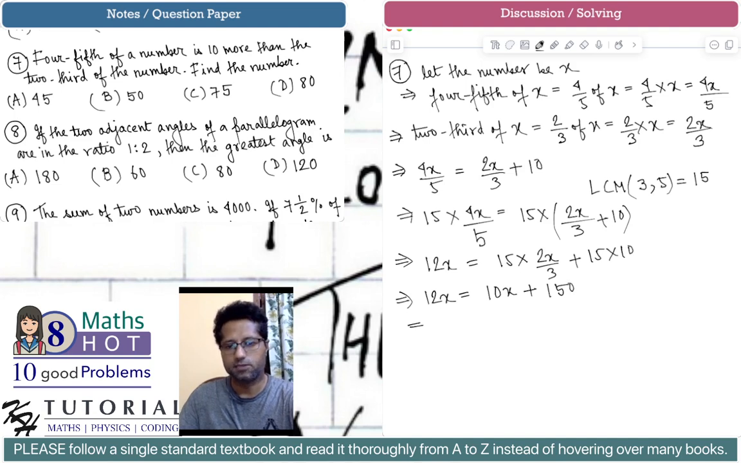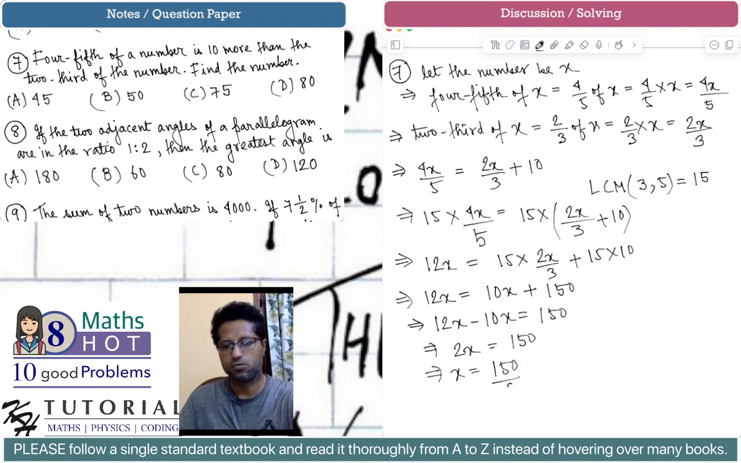Now if I bring the x terms to the left hand side and keep the constant to the right hand side, I get 12x minus 10x is equal to 150. This implies 2x is equal to 150. This implies x is equal to 150 by 2, which is equal to 75. So 75 is the number, and hence the correct choice is C. C is the correct choice.